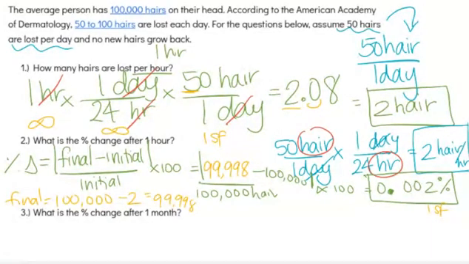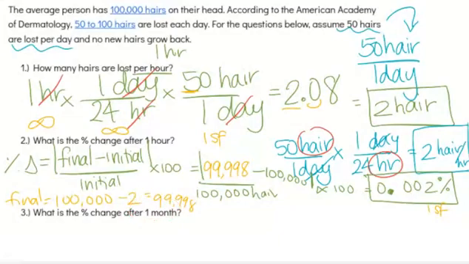Okay, then the last question is, what is the percent change after 1 month? So after 1 month, you could solve this a variety of ways. You could think about question number 1 and then consider that question as how many hairs are lost per month, where maybe you're going from days to months or months to days, with the number 30 in there. Or what you could do is take this percent change and then just multiply it by a certain factor to get to months.